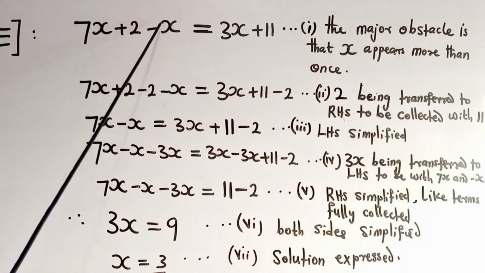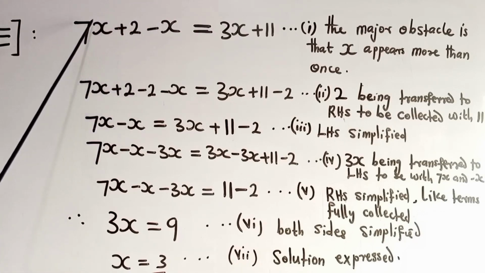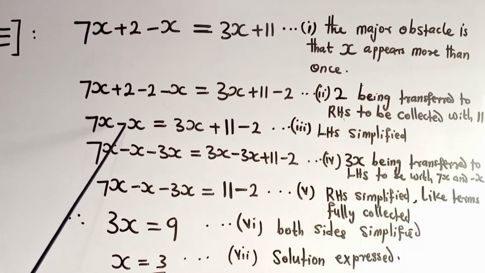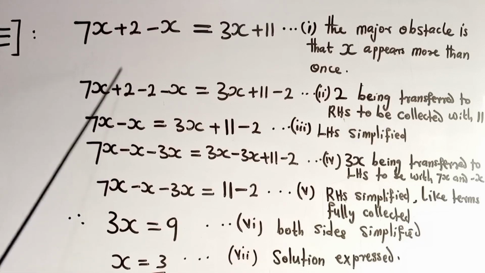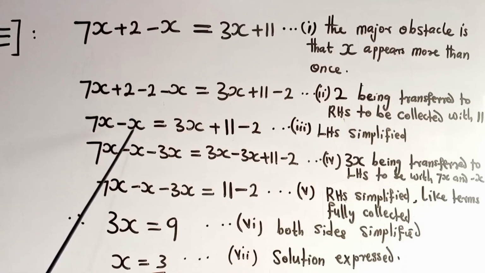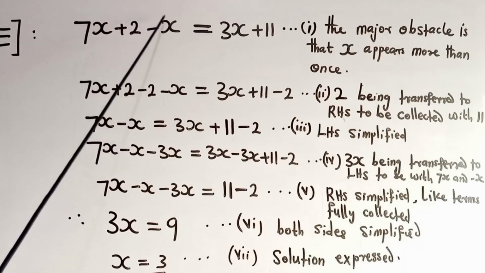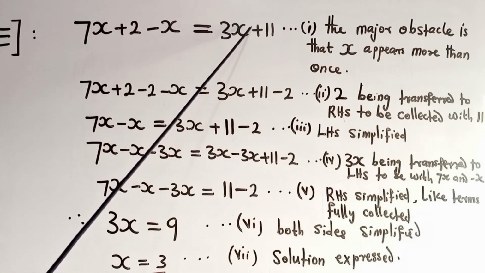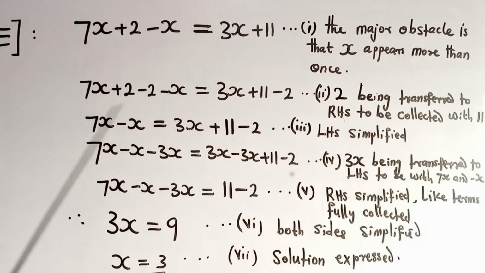For instance, this minus x is still with this 7x here. Did you see me change its sign? It remained minus x here. It also remained minus x here, and remained minus x here. It is only this 3x which came from the right-hand side that became minus 3x.